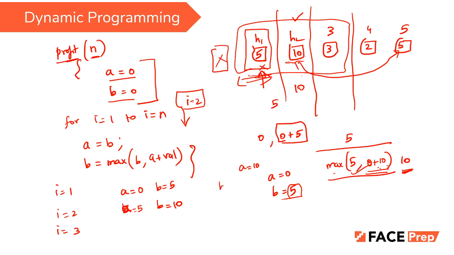Now B is nothing but the max of, right, what is the max of, which is 10? I need to consider 10, and then I need to consider the previous A, which is 5, plus 3 in this case, right? So 5 plus 3 is 8, and 10 is the maximum. 10 is the maximum, right?